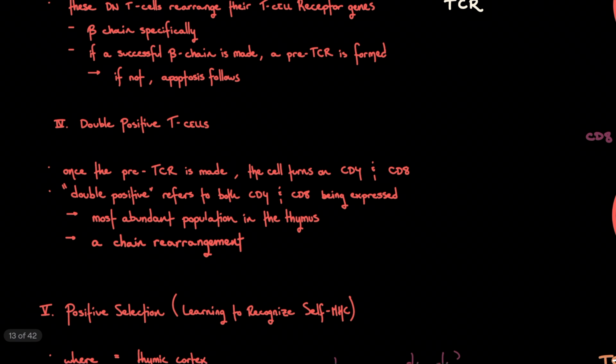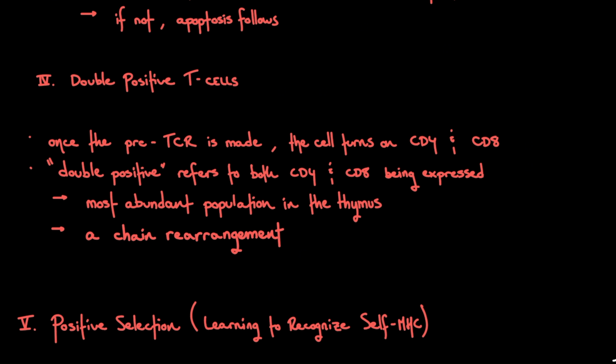Then we have our double positive T cells. So this is the med student with multiple routes that they can take, the one with all the potential. We can take the CD4 path or the CD8 pathway.